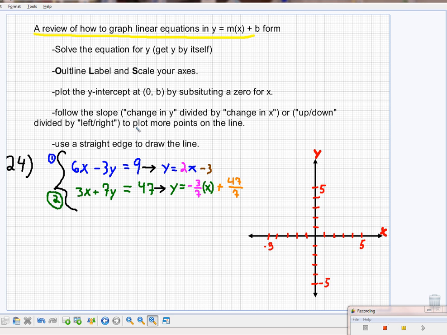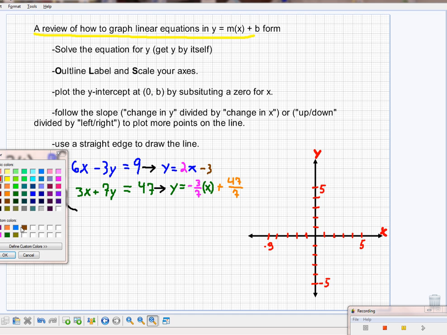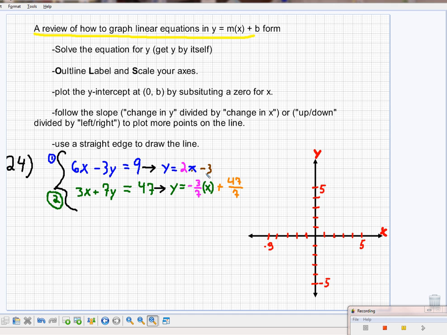So after we've outlined, labeled, and scaled our axes, we need to plot the y-intercept at that point (0, b). The (0, b) comes to us from y equals mx plus b. So in equation 1, b is -3. So down 3 on the y-axis, the y-intercept.